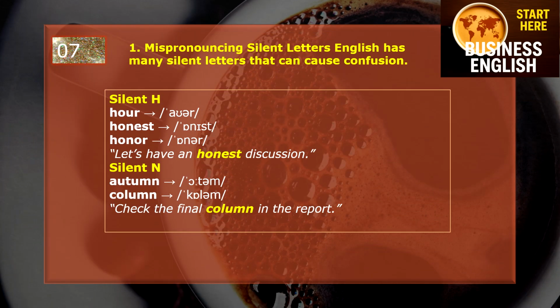Next silent sounds, silent H and silent N. Silent H, hour, honest, honor. Let's have an honest discussion. Silent N, now, autumn, column. Check the final column in the report.